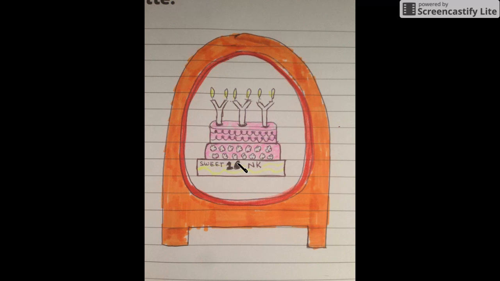So CD16, which is also called Fc receptor, is basically the receptor for the Fc portions of the antibody. So that's why I made the candles for the cake in the shape of the antibodies, and they are fixing on these Fc receptors. And here I've written sweet 16 NK so that you can remember that it's the CD16 that is specific for the Fc portion of the antibodies, right?